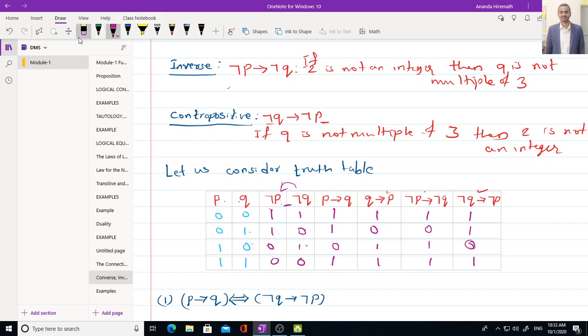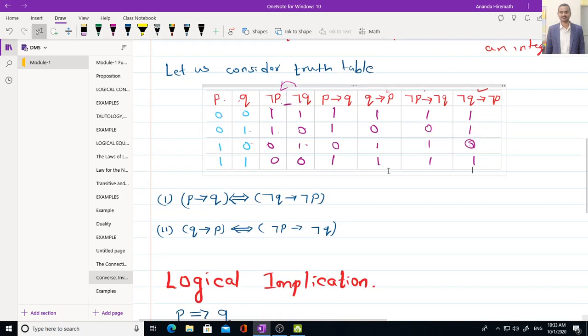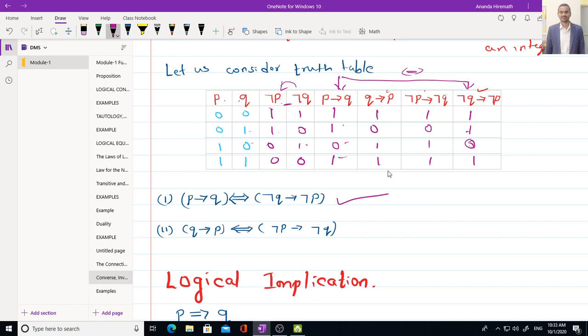Now from this table you may observe that p conditional q, this column, and not q conditional not p, the last column, both are logically equivalent. That is, truth values are same: 1 1 1 1 0 0 1 1. So from this truth table we get one standard result: p conditional q and its contrapositive are logically equivalent. This is nothing but the contrapositive of p conditional q. So both are logically equivalent.